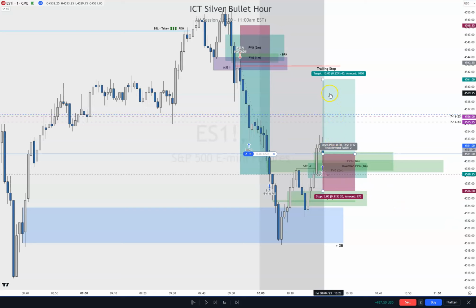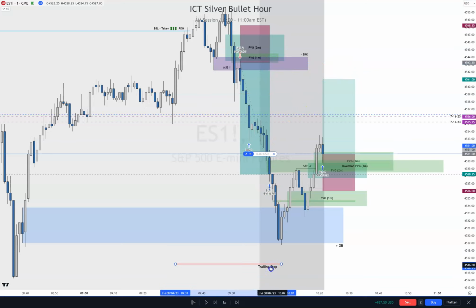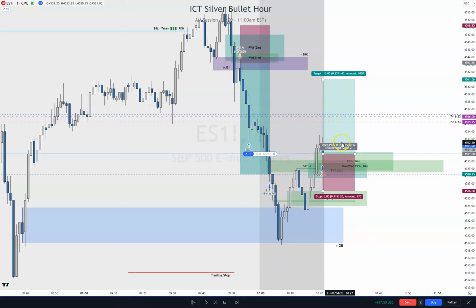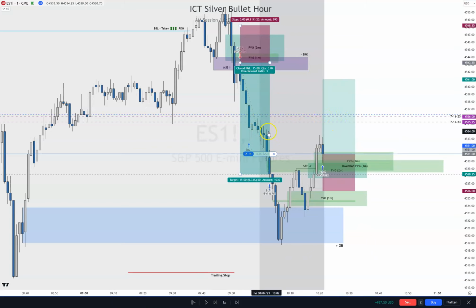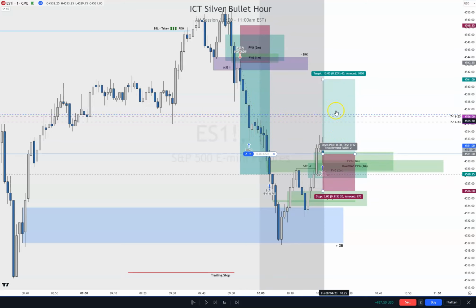Where am I targeting? Here's 10 handles. 10 handles. You can go to this breaker block here. I'll move my trailing stop here. Let's just move it out of the way. So this is, what is that? 1 to 2. It's fine. We already took a trade here beforehand and we won, so we don't want to reach too much. So let's go 1 to 2. And if we want to go to the top of the breaker block, we can go there. That's fine.